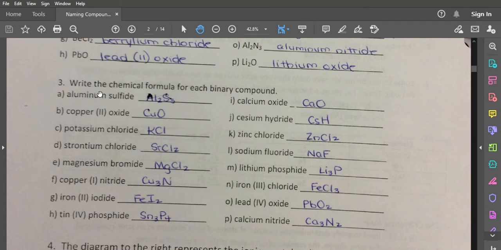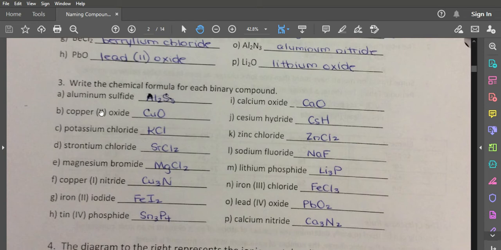So if we're going name to formula, we're going to have to do those crisscrosses. We're going to have to go to the periodic table, look up aluminum, we'll find that it's a 3+, go to the periodic table, look up sulfur, notice it's a 2-, and they swap spots. The 3 now goes to the S, the 2 now goes to the aluminum.